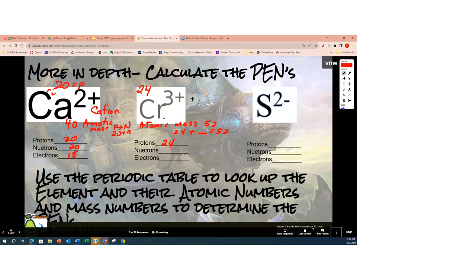Anybody know what that would be? 24 plus some number gives me 52. Put that in the chat. Now we can do this as just subtract 24 from it, right? 52 minus 24. Anybody? Thanks. Close. So 6 would make it. So 4 from 12. So pretty close. 28. Okay, so 28's my neutrons.